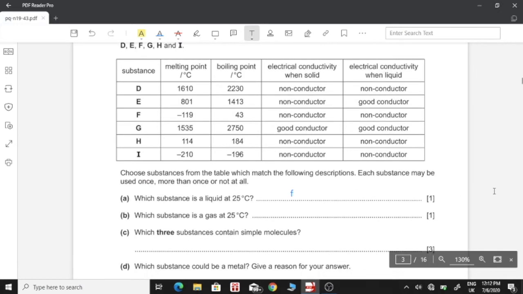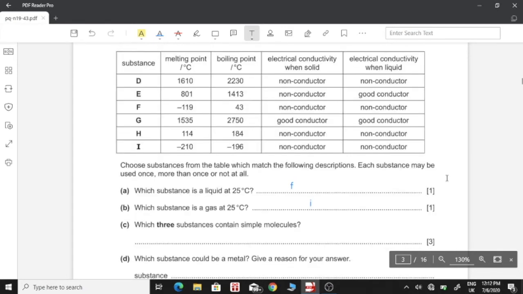Part B. Which substance is a gas at 25 degrees Celsius? This is I. As we discussed earlier, it has a melting and boiling point both lower than 25 degrees Celsius. Which 3 substances contain simple molecules?